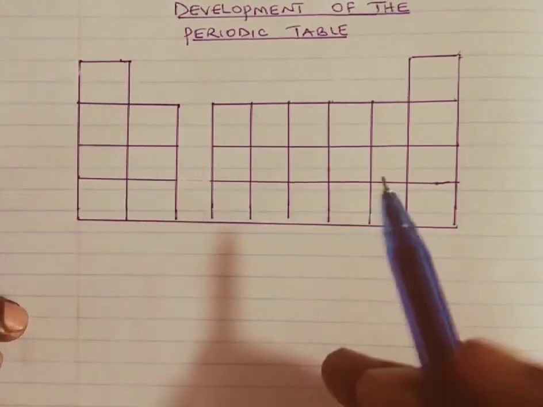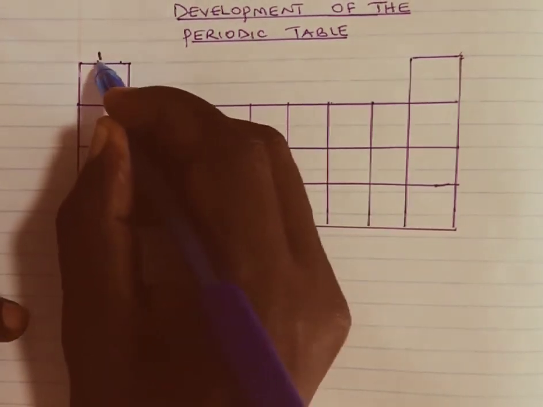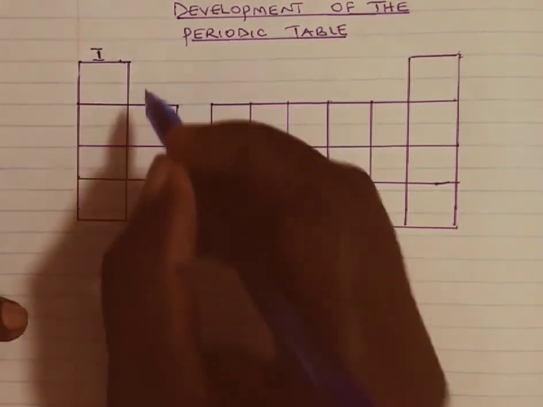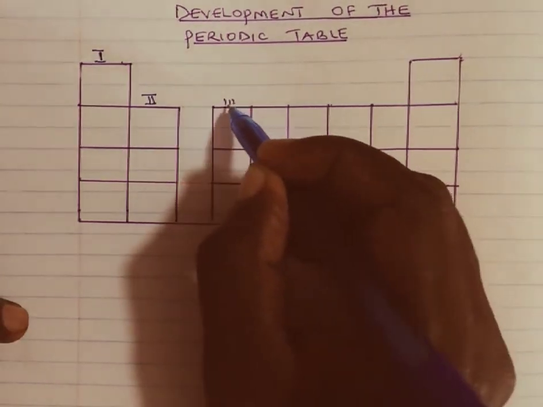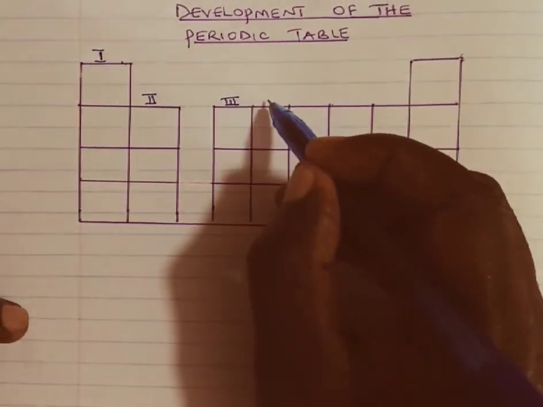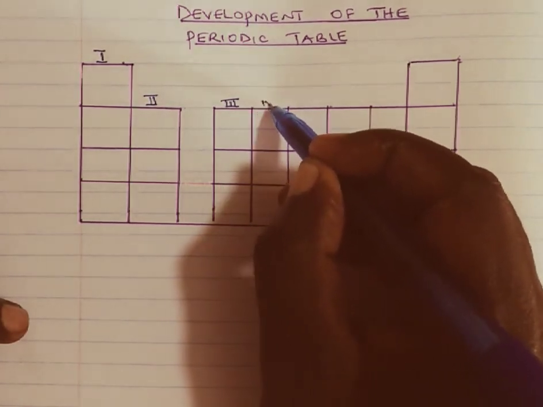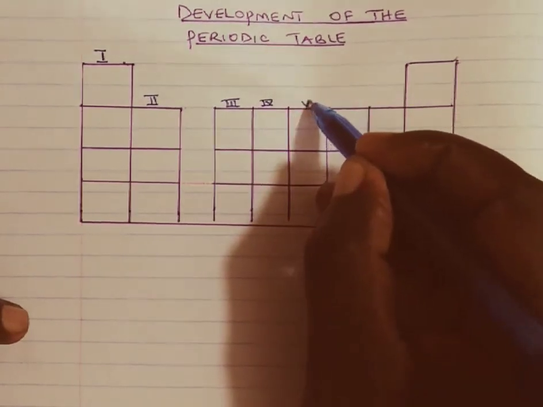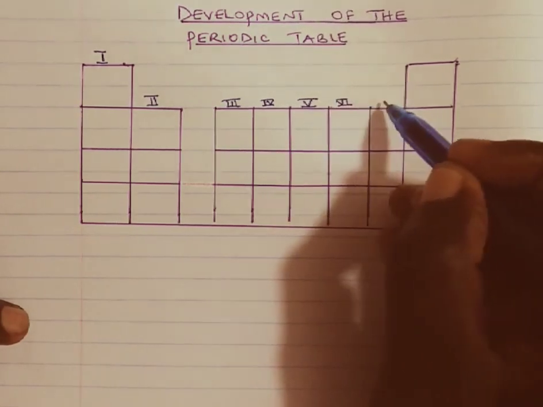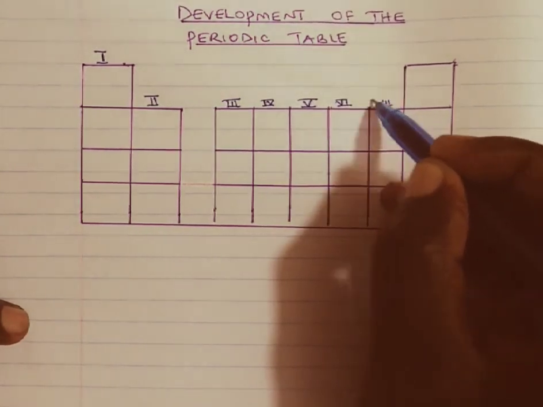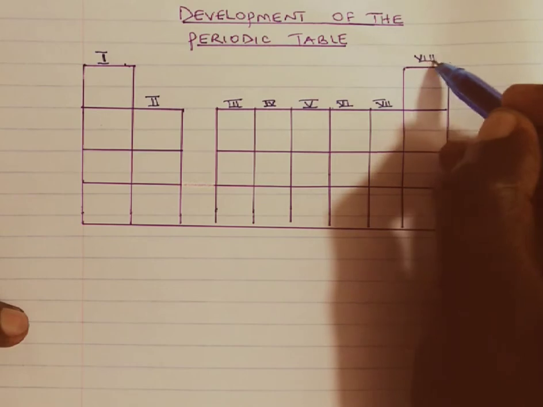This is part of the periodic table where we have group 1 elements in this column. Then we have group 2 in the second column. The third column represents group 3 elements. The fourth represents group 4 elements. The fifth column represents group 5. The sixth represents group 6. The seventh represents group 7. And the eighth column represents group 8 elements.